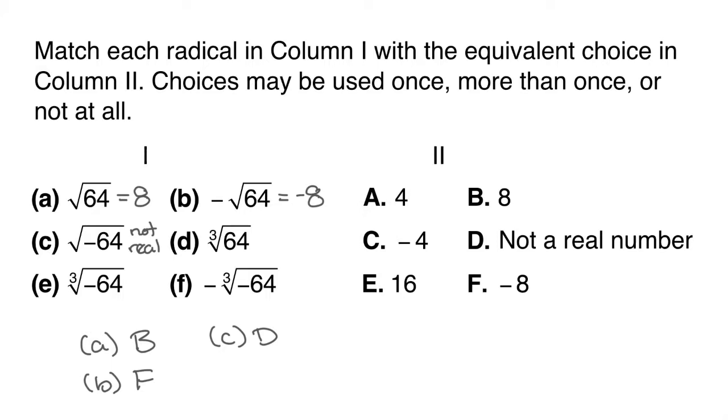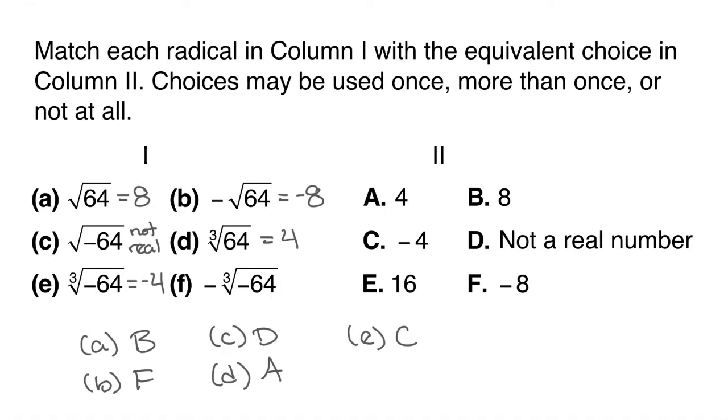Moving on to part D, we have the cube root of 64. This is the number that when raised to the third power is equal to 64. That number is 4. And thus part D matches up to A in column 2. We then have part E, the cube root of negative 64. We want the number that when cubed is equal to negative 64. Well, that is negative 4, because negative 4 times negative 4 times negative 4 is negative 64. So part E in column 1 matches up with C in column 2.